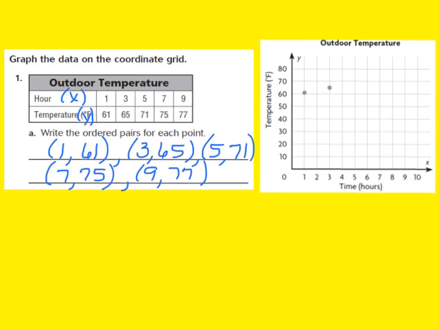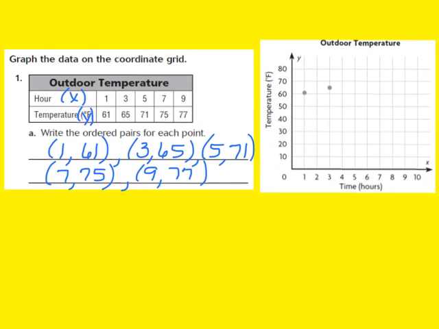Now our next step is going to be this. We're now going to have to graph all of our ordered pairs, 1 and 61, 3 and 65, 5 and 71, 7 and 75, and 9 and 77. We're going to graph those ordered pairs on our coordinate grid. Now remember, when I graph, I have to remember that we always move along the x-axis first, the horizontal axis, and then we move up the y-axis.